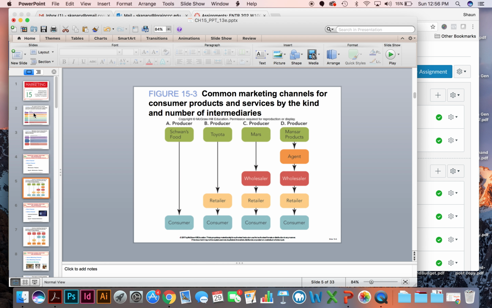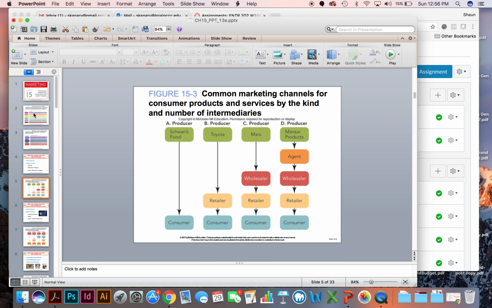Mars, they go through wholesalers and then to retailers and then consumers. Beverage companies do the same thing as Mars. They have wholesalers, regional wholesalers that go to individual retailers that hit the consumers. And then producers such as Mansar Products, they deal with agents who deal with the wholesalers, who deal with the retailers, who deal with the consumers.